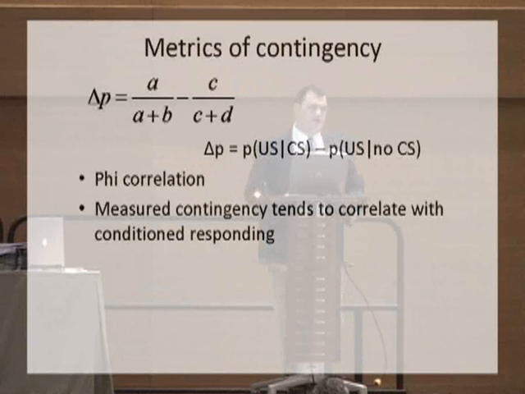Now, one thing I wanted to do with this talk is present an absolutely atheoretical presentation of conditioning phenomena. And let's look at some of these. One popular way to measure the contingency has been the delta P rule, which is the probability of an unconditioned stimulus given a conditioned stimulus minus the probability of an unconditioned stimulus given no conditioned stimulus. This tells you how much more likely you are to see an unconditioned stimulus if a CS or a signal is there than if it's not there. Another way to measure, much less used, is the phi correlation coefficient. However you measure the contingency between the CS and the US, the measured contingency tends to correlate with conditioned responding.